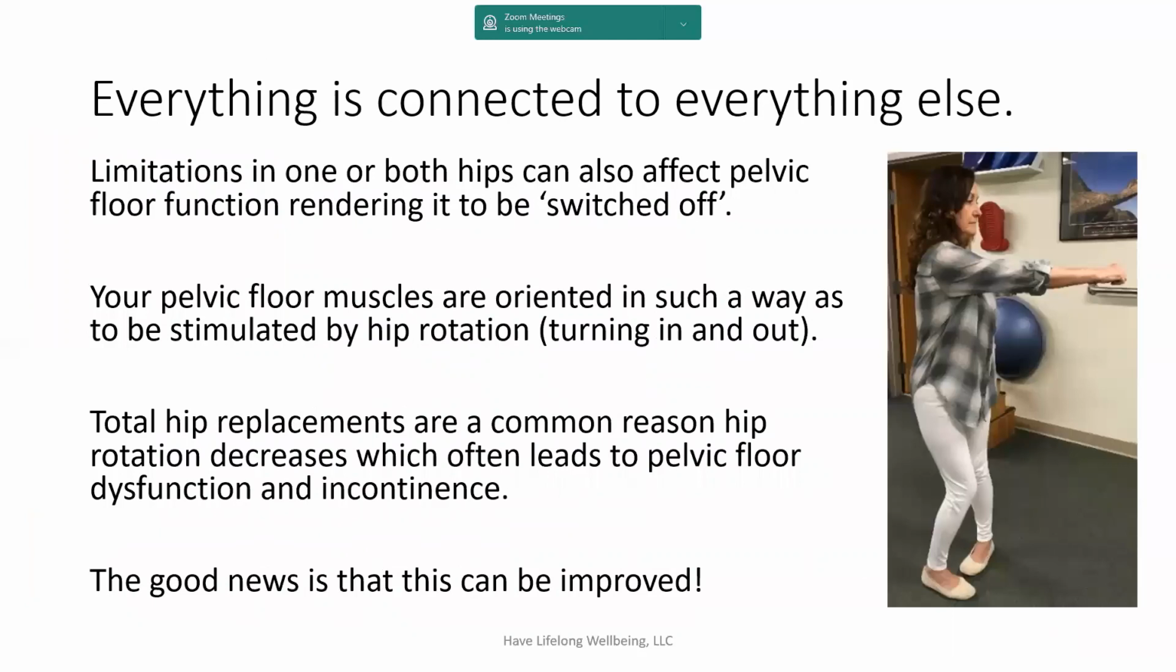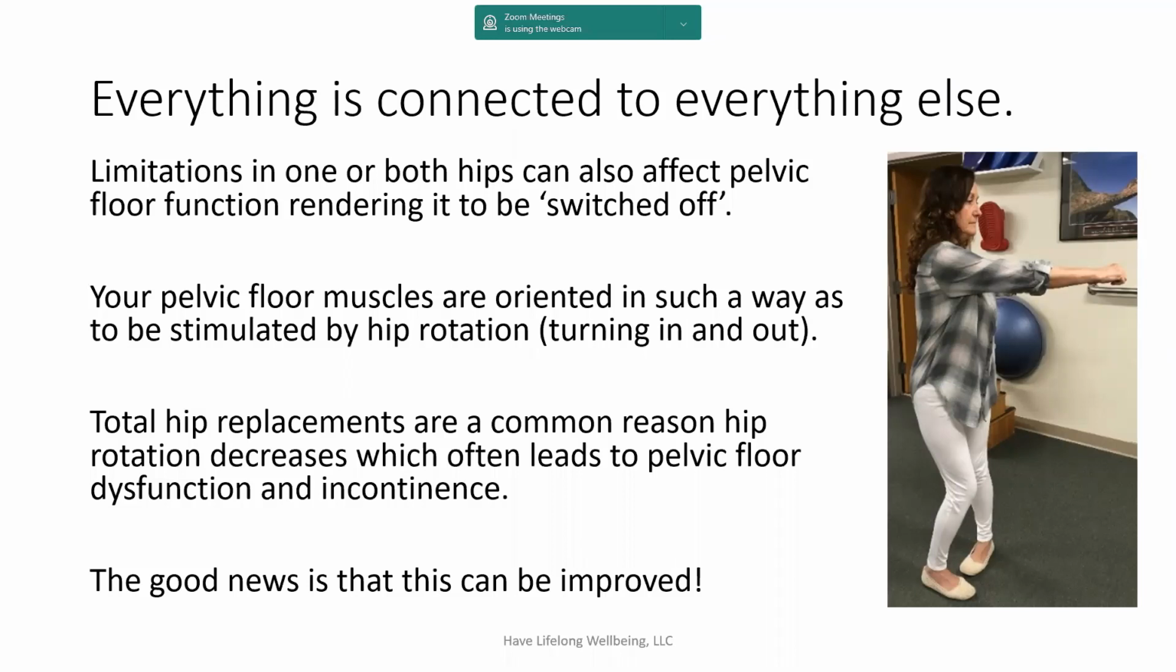Limitations in one or both hips can also affect pelvic floor function, rendering it switched off. And a lot of times this happens with total hip replacements, with hip fractures, ORIF, all that kind of stuff. Anytime anybody has been forced to be non-weight bearing, maybe having a bunionectomy, having a total knee replacement. Now that's usually not non-weight bearing, but it will radically alter your gait on one side. You're not going to be putting a lot of weight on something that just had a traumatic, massive surgery to it, right? So that can affect your pelvic floor and lead to some weakness.